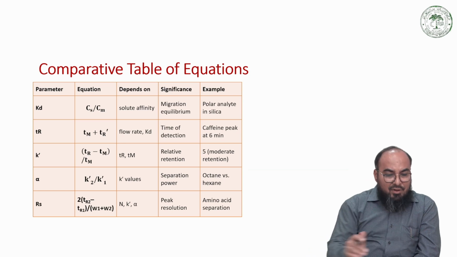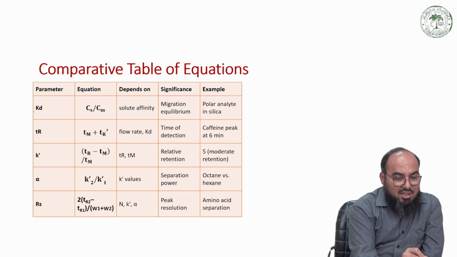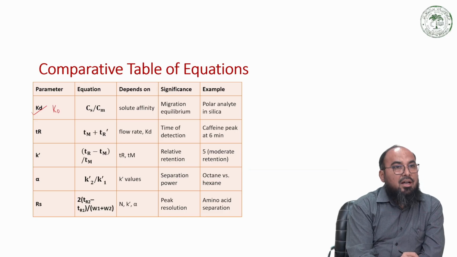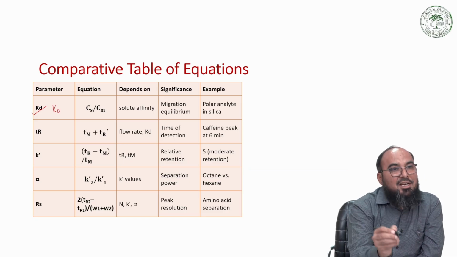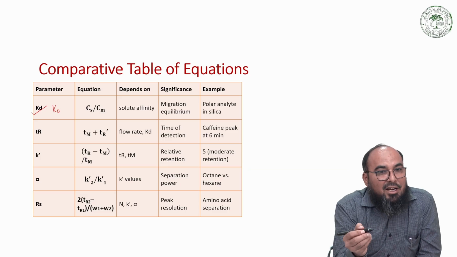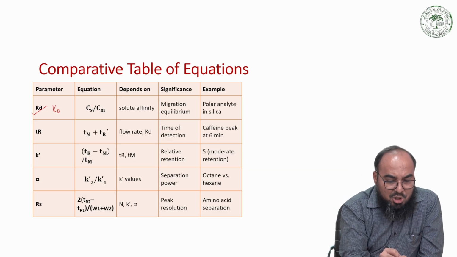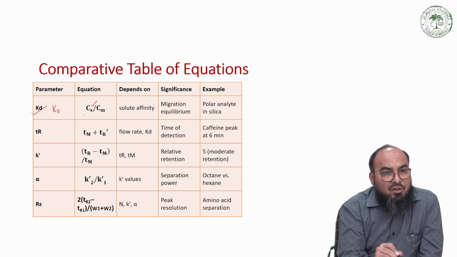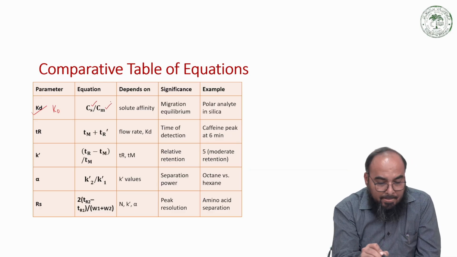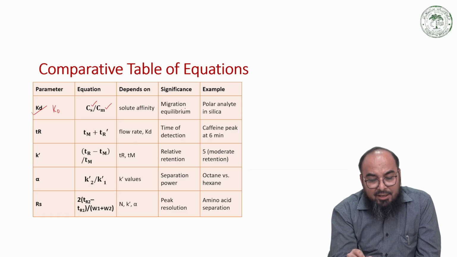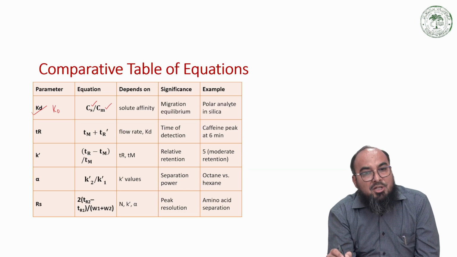Initially, first of all, we have derived the distribution constant Kd. We have written it like this, so do not get confused, wherever the small t comes, it is all the same, that is small Kd or Kd. We have defined it in terms of Cs upon Cm, that is, the molar concentration of analyte in the stationary phase upon that in the mobile phase. Similarly, it depends upon the affinity, and it is because of the migration equilibrium. An example is a polar analyte in silica gel.